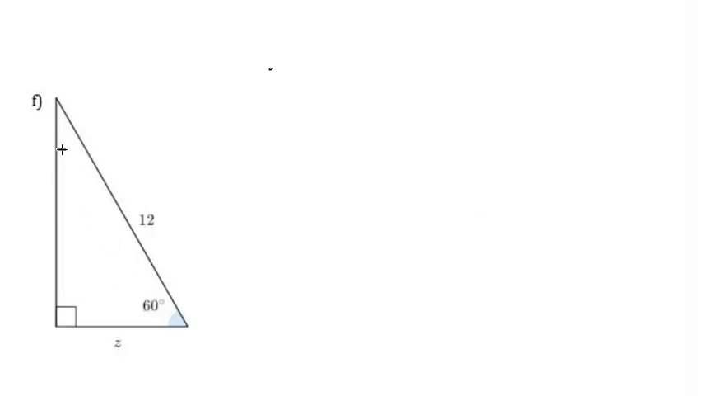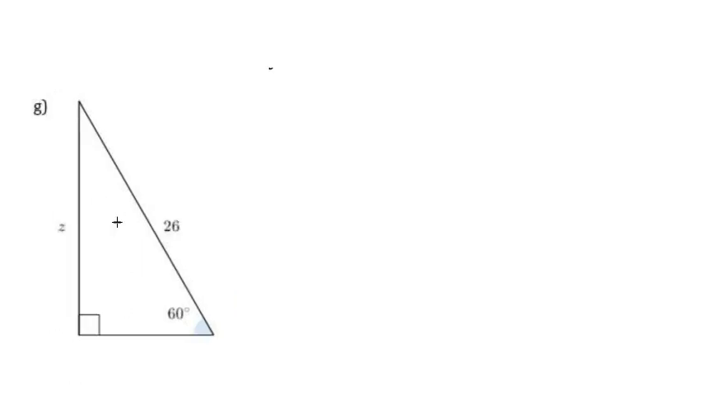Once again, we have a 30, 60, 90 right triangle. And this time we know the hypotenuse, and we're looking for the short leg. Well, to get the hypotenuse, that will equal the short leg multiplied by 2. So this is twice as long as a short leg. So in other words, to work backwards, instead of multiplying by 2, we divide by 2. So z will just equal 6, which is 12 divided by 2.